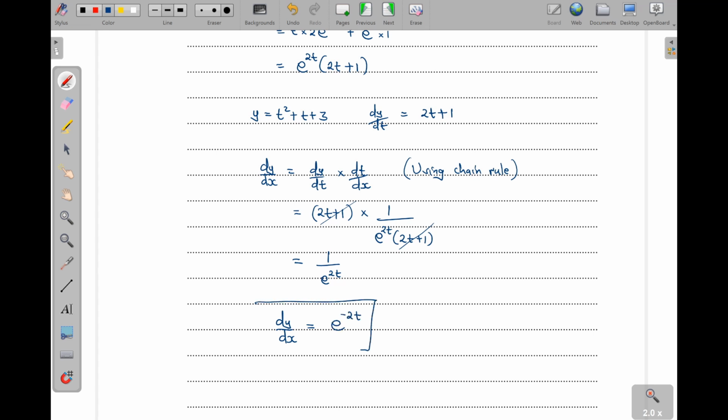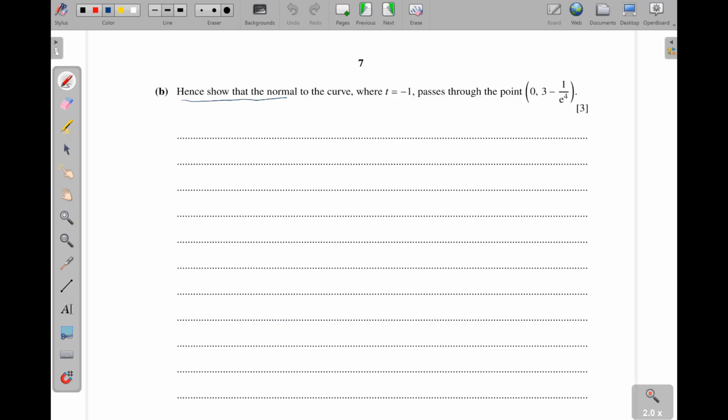And of course, this means that dy/dx is equal to e to the power of negative 2t, as required. Part B: hence show that the normal to the curve where t is equal to negative 1 passes through that point. Now, if I have a curve and this line here, which intersects the curve at one point, is what we call the tangent. This is the curve. Then the line which is perpendicular to the tangent is what we call the normal. Now here what we need to do is to find the equation of the normal, and then we see that when x is 0, is this the y coordinate?